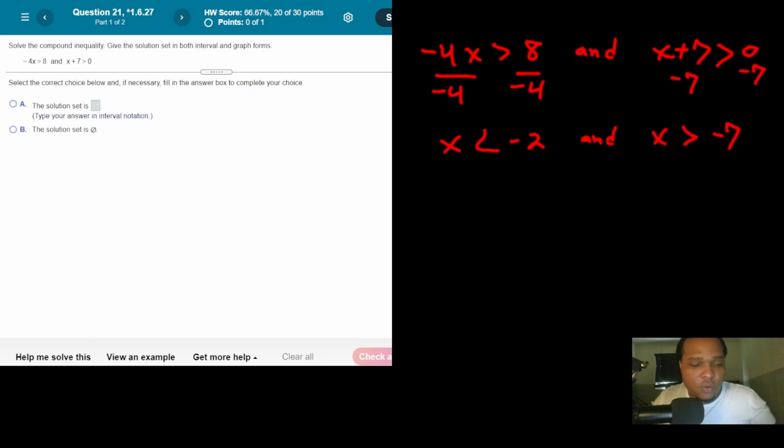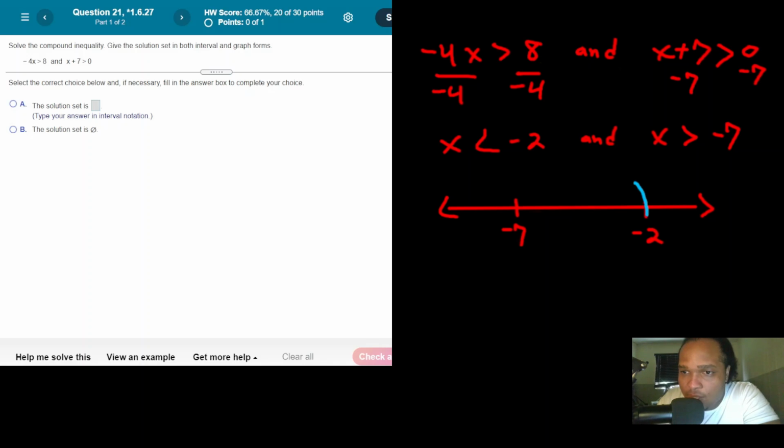Go ahead and make your two graphs on one line. Negative 7 is over here somewhere. Negative 2 is over here somewhere. Now we're going to start shading. So x is less than negative 2. Let's go ahead and put your parentheses and shade in this direction.